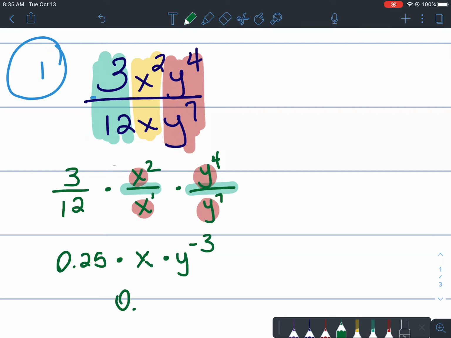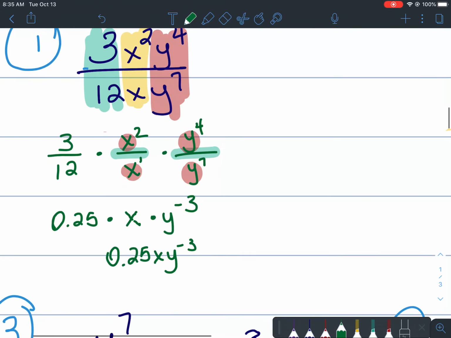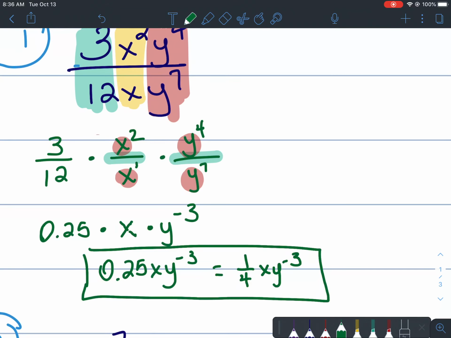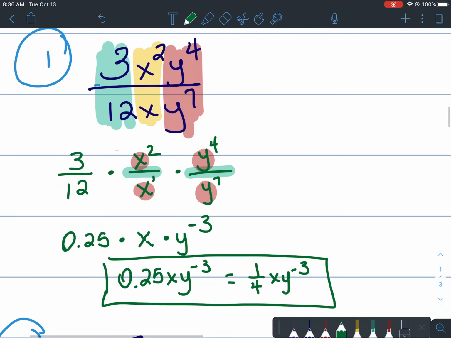Now, if you are having trouble with your integer calculations, use a calculator. It does not matter. You can also write this as 1/4 x y to the negative 3. If you're having trouble using a calculator with positive and negative numbers, please reach out to us, and we'll show you how to do those.